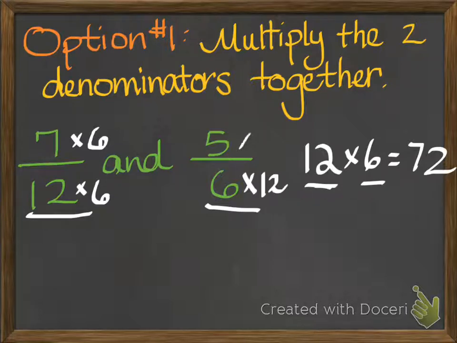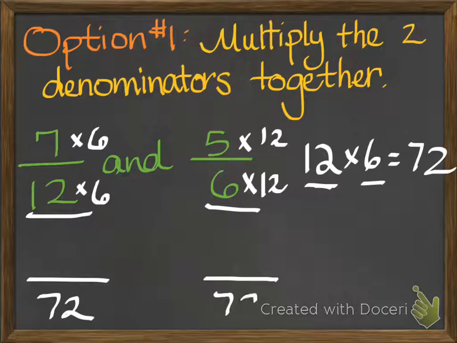Then, whatever I do on the bottom, I have to do on the top. So I multiply the 5 times 12. And then I get an equivalent fraction for 7/12, and I'll get an equivalent fraction for 5/6. So I'm going to go ahead and do that. I know the denominators for both fractions are going to be 72, because 12 times 6 is 72, and 6 times 12 is 72.